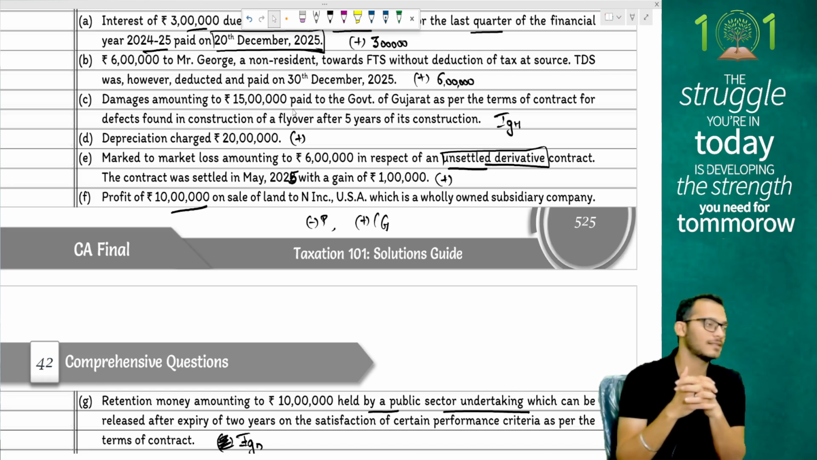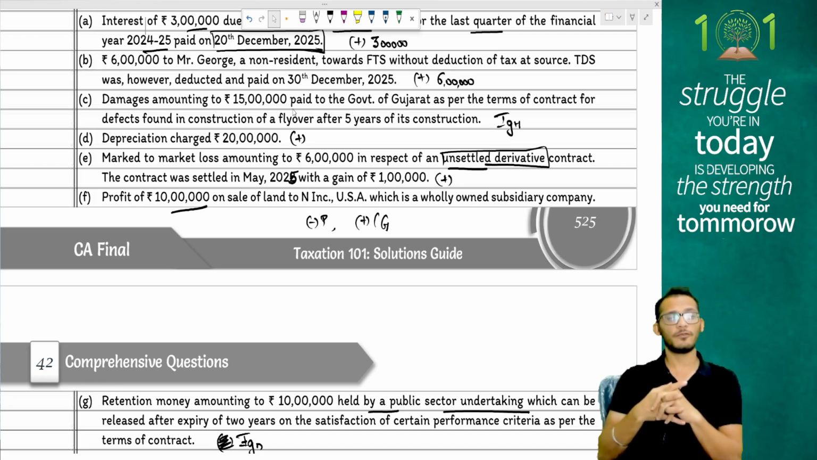Next line says, to be taxed under capital gains. To be taxed under capital gains. Full stop. Continue.